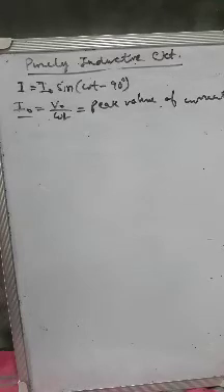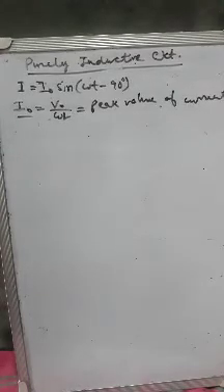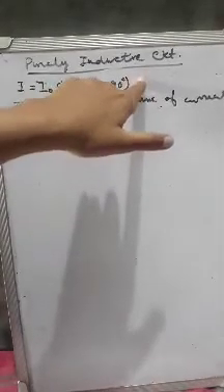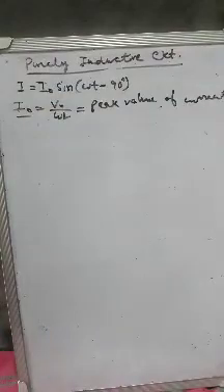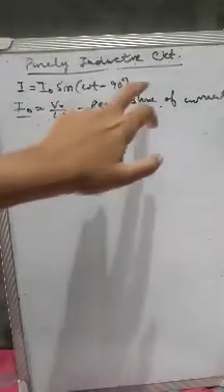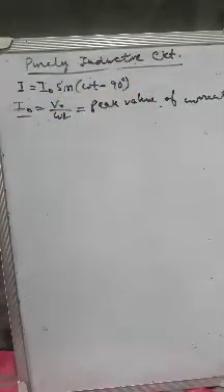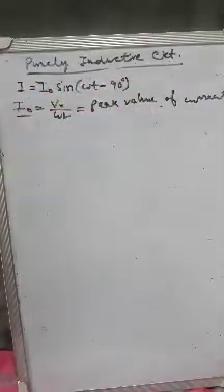Students, we were discussing the purely inductive circuit and we have derived the equation for the current. The final expression for the current that I've written on top is I equals I naught sine within bracket omega t minus 90 degree, since the voltage and the current have a phase difference theta, and here your theta's value is 90 degree.